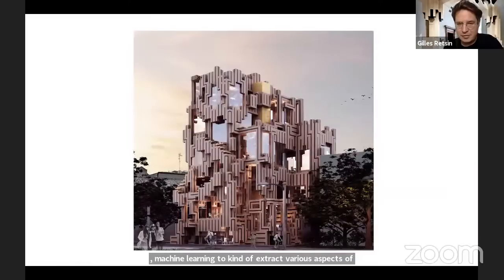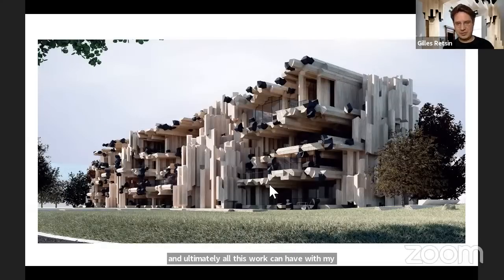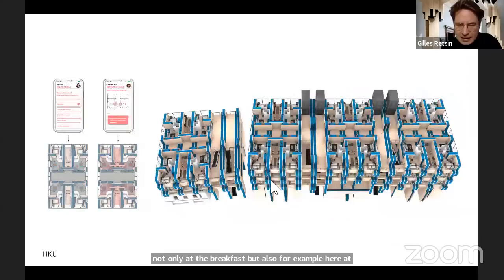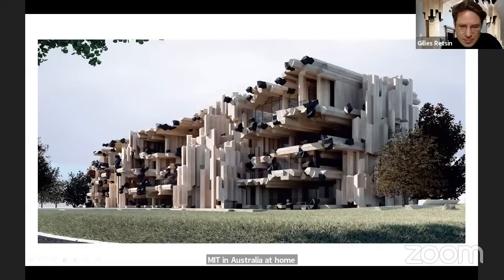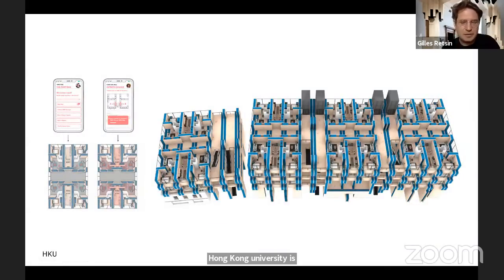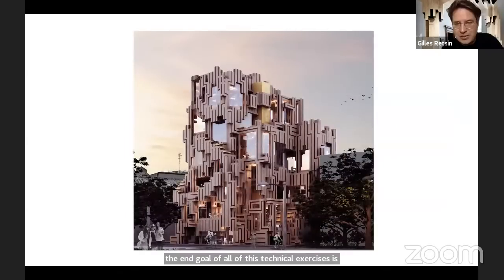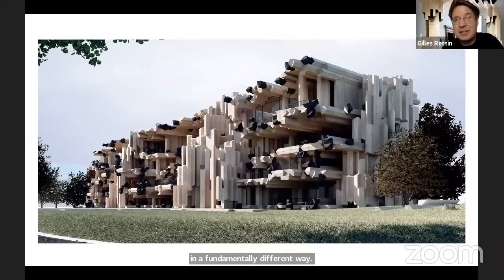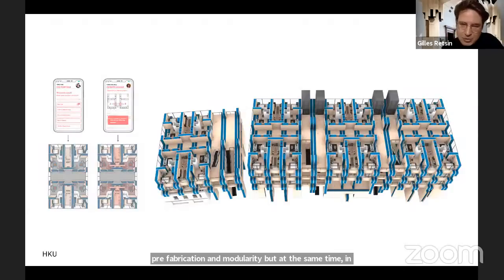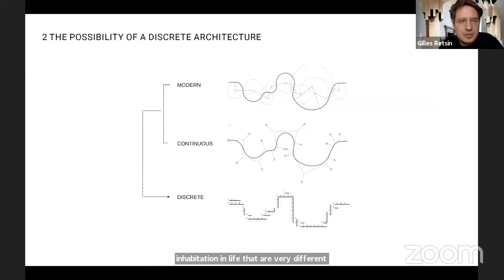And ultimately all this work with my students, not only at the Bartlett, but also, for example, here at RMIT in Australia and at Hong Kong University, is always invested ultimately in developing fully automated housing proposals, right? The end goal of all of these technical exercises is really how could we build housing in a fundamentally different way that capitalizes on the radical efficiencies of prefabrication and modularity, but at the same time in a completely digital manner, to ultimately enable forms of inhabitation and life that are very different from those today. So that's just a little bit about the technical logic.